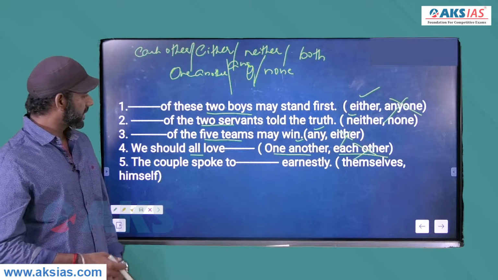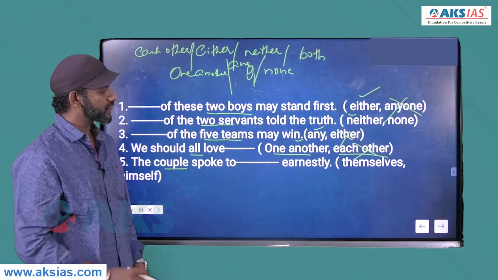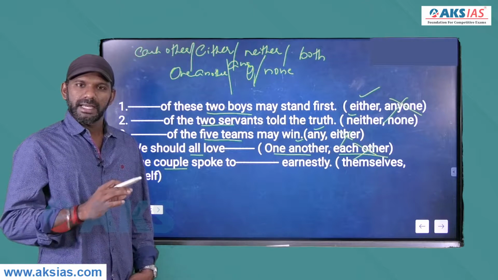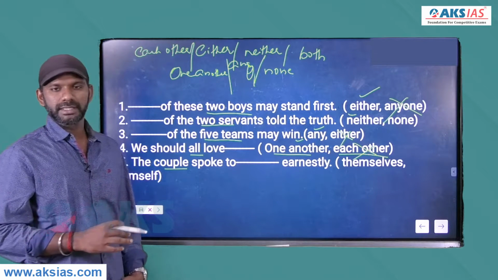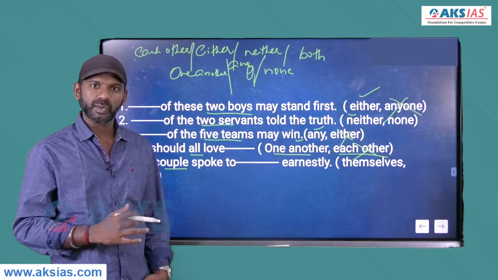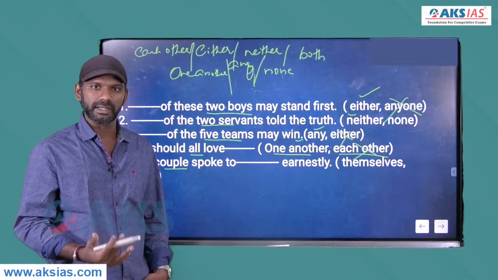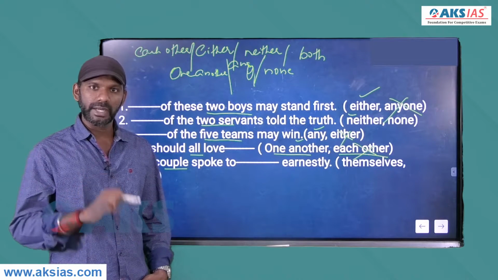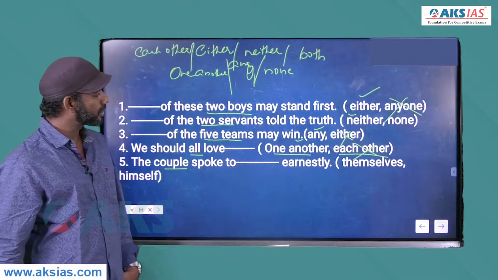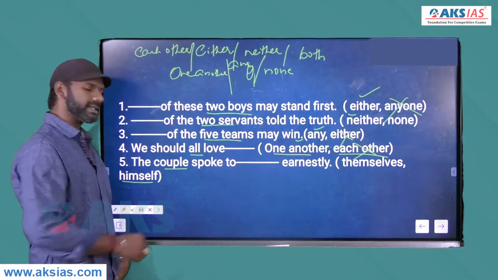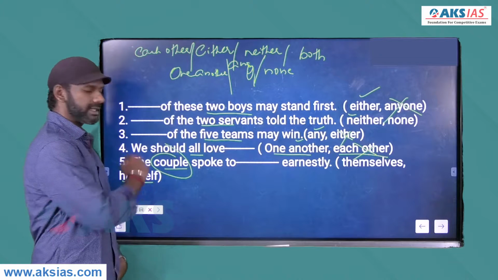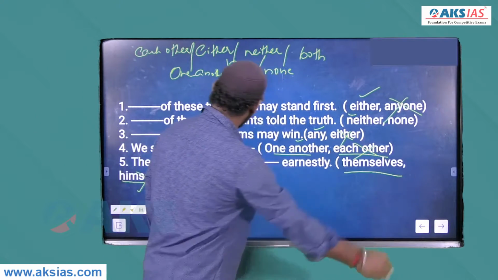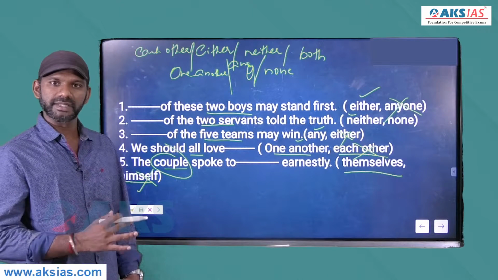Come to next. The couple spoke to dash earnestly. Now we have discussed the concept of pronoun antecedent. Every pronoun must refer to a noun before it. A singular pronoun can refer only to a singular noun and a plural pronoun can refer only to a plural noun. That is the concept of pronoun antecedent. Right? Couple in the sense, we have two entities here. The couple spoke to dash earnestly. Himself is a singular pronoun. The subject of the sentence here is couple. That means two are there, so we cannot use himself, it must be themselves. Right? The couple spoke to themselves earnestly.